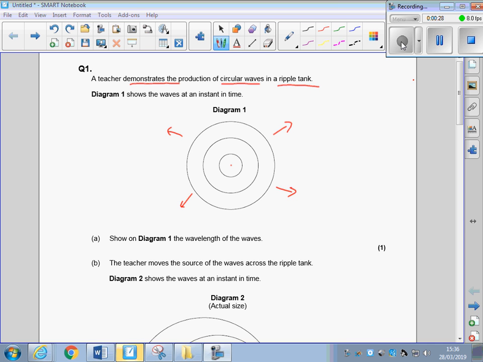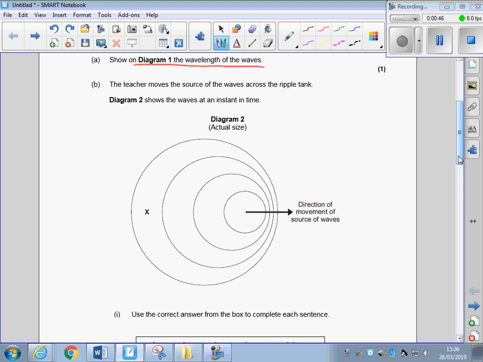And it asks us initially to show on diagram 1 the wavelength of the waves. Well, this is a crest of a wave. This is the crest of a wave. So wavelength, from the crest of one wave to the next, is that distance there. So that's our wavelength.